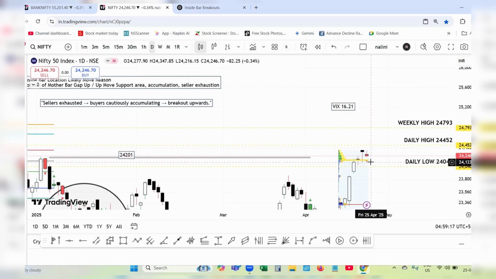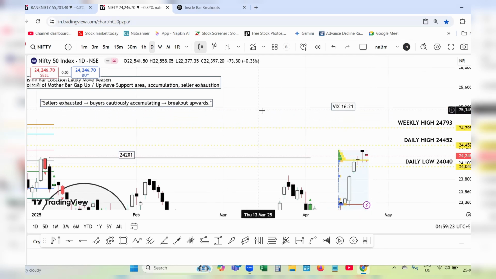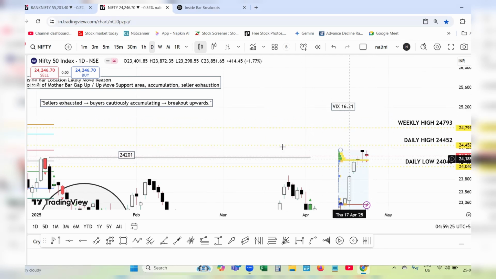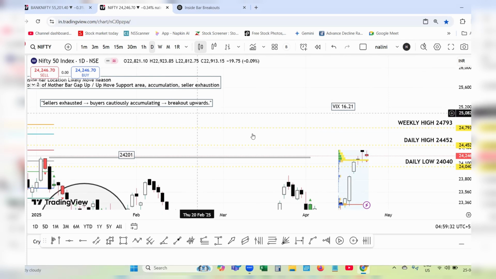Today, since this is an inside bar, you can see a gap up to the level of 24,452. Later it can move towards the level of 24,666.